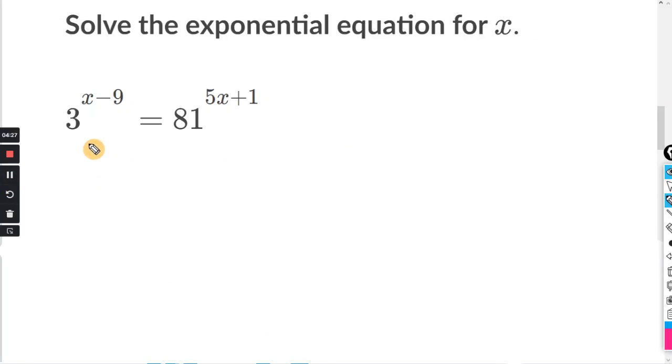All right, so we have a 3 and an 81. I know I can convert the 81 into 3 to a certain power. So I'll keep 3 to the power of x minus 9. And instead of 81, I am going to write 3 to the 4th power. Okay, 3 multiplied 4 times will give us 81. And then we still have this exponent, 5x plus 1.